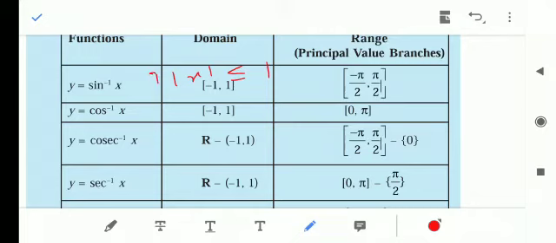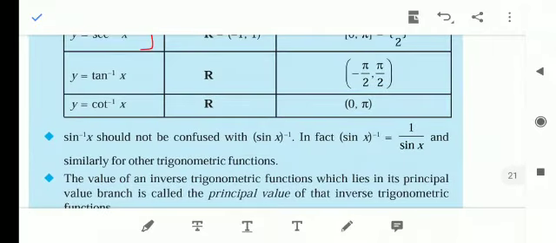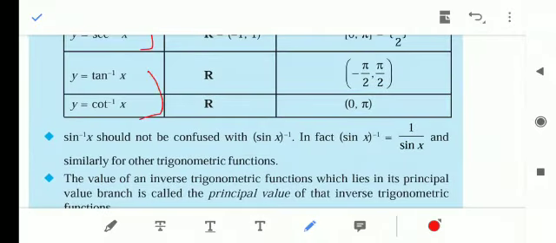In both of these, the domain minus 1 to 1 is nothing but mod x less than or equal to 1. In cosec inverse x and sec inverse x, mod x is greater than or equal to 1. That is the domain of cosec inverse x and sec inverse x. In case of tan inverse x and cot inverse x, the domain is R.